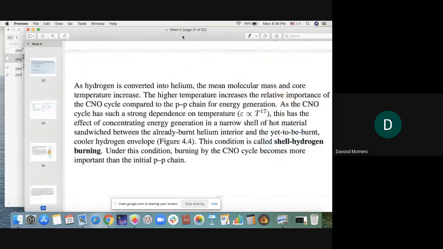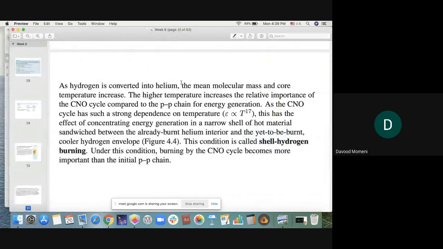What is the CNO process? Hydrogen is converted to helium, and the mean molecular mass and core temperature will increase.